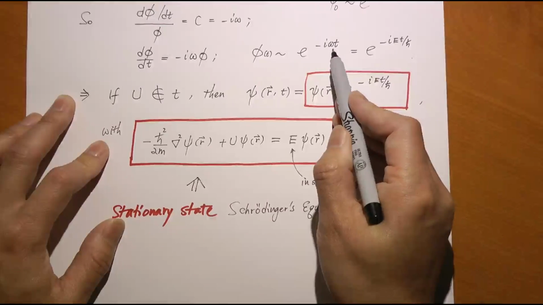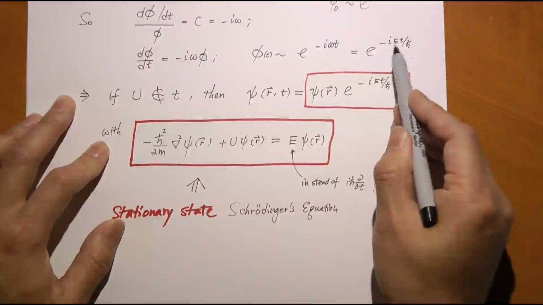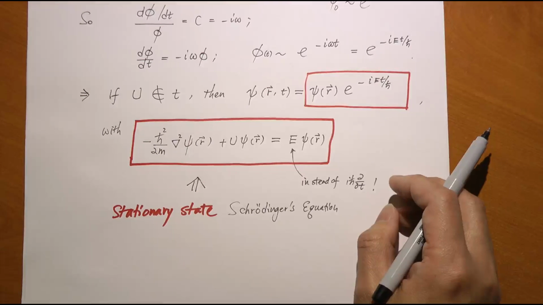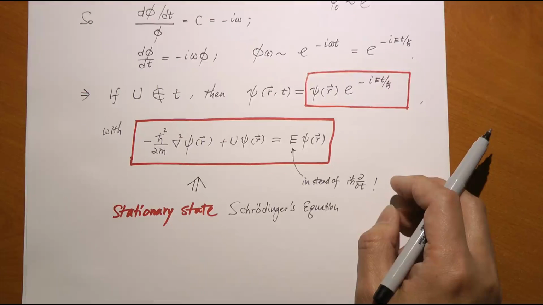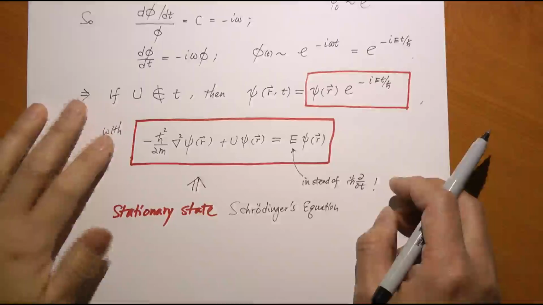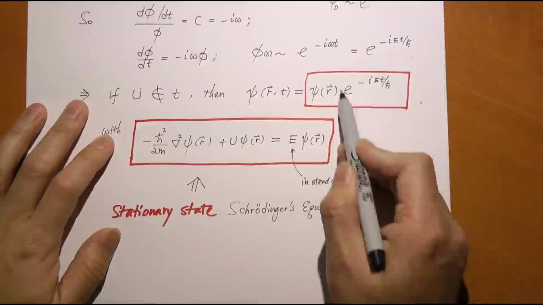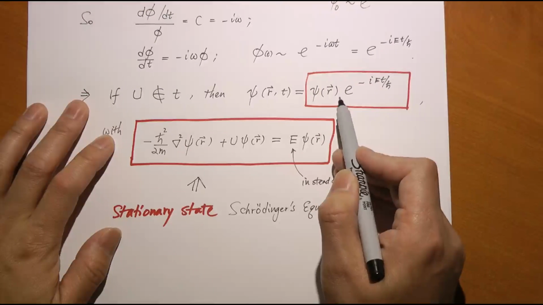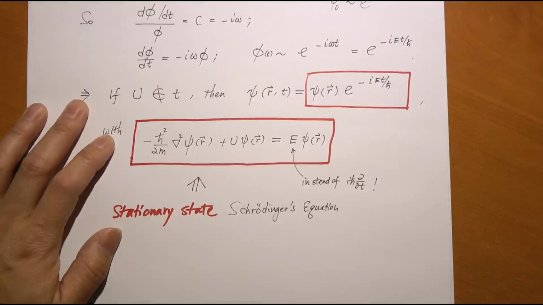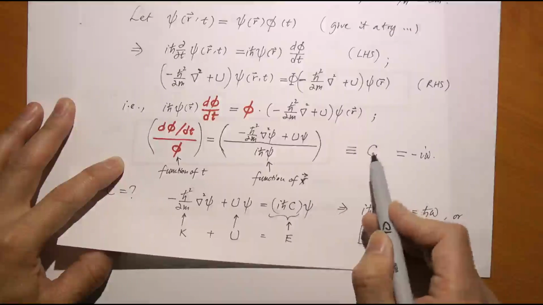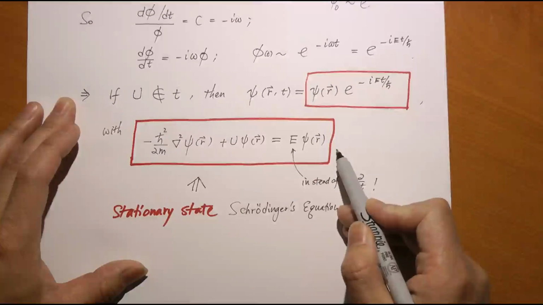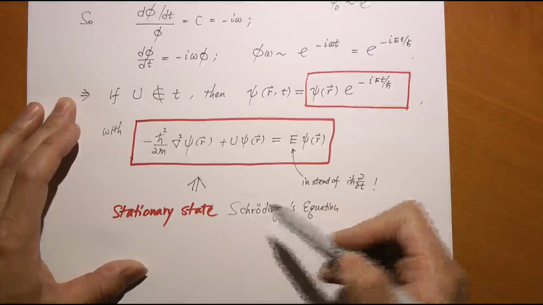Now since ω equals E over ħ, I can always rewrite this as e to the negative iEt over ħ, E being the constant energy in this process. So therefore, if U is not a function of time, then I can simplify the Schrödinger's equation. I can solve the time-dependent part of the Schrödinger's equation by separating the wave function into two parts. Here is the time-dependent part, which I already solved, and here is the space part, which is what I still need to solve. And as far as the space part is concerned, what is the equation for the space part? You just equate this with C, which is negative iω, and ω is E over ħ, and then you just get this. Okay, this is what's called the stationary state Schrödinger's equation.